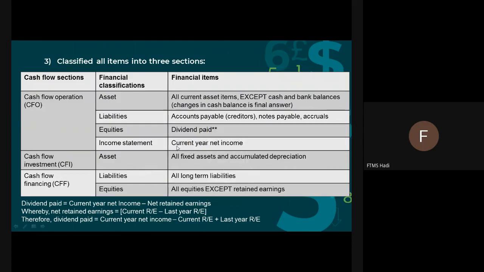From the income statement, just put the current year net income, which is the net profit for the current year only. Do not put last year. Last year does not count.